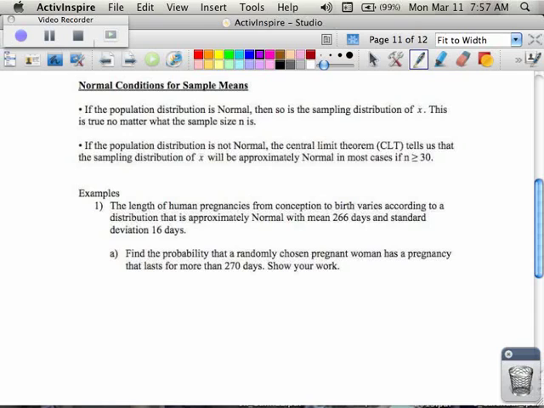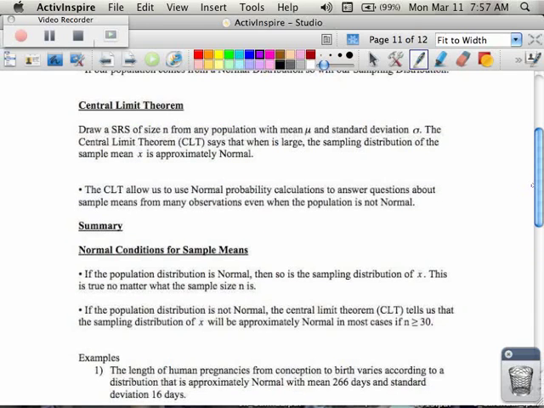No, that's not what I wanted, sorry. Back up here. This should say n. So when your sample is large.